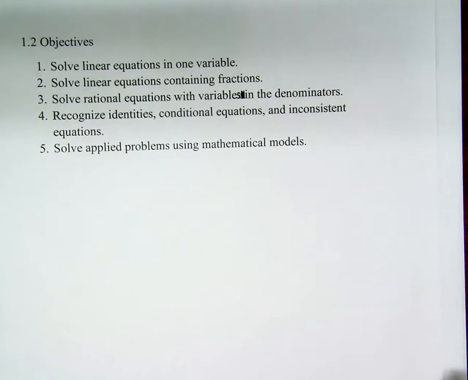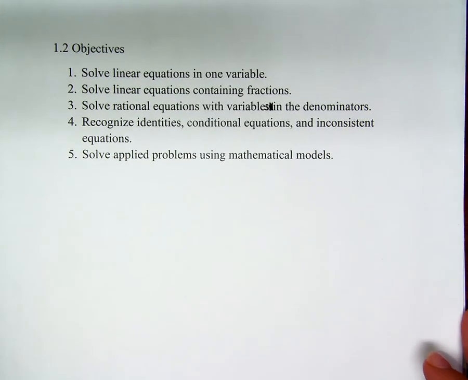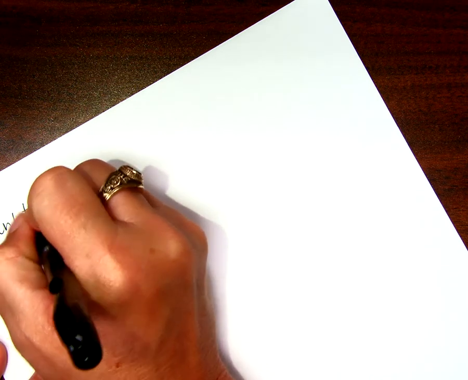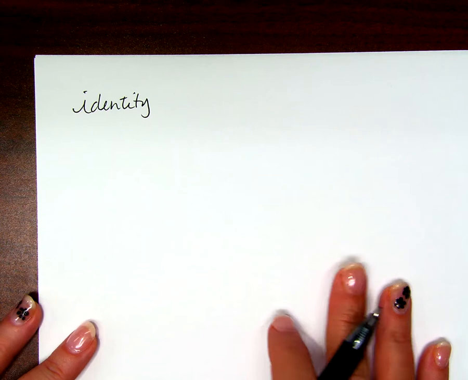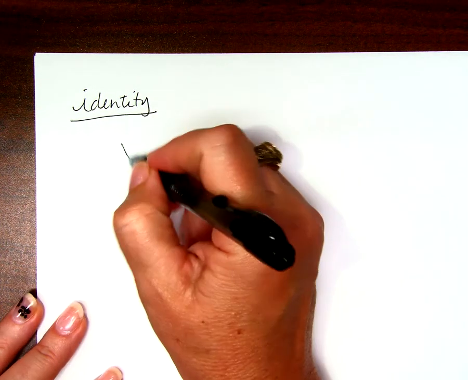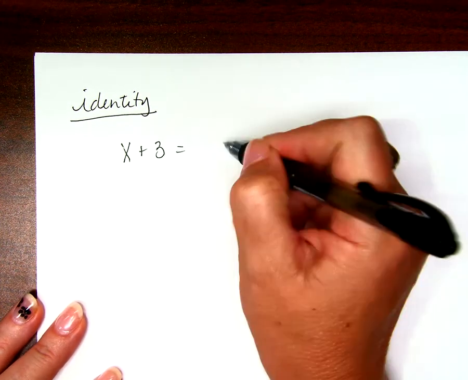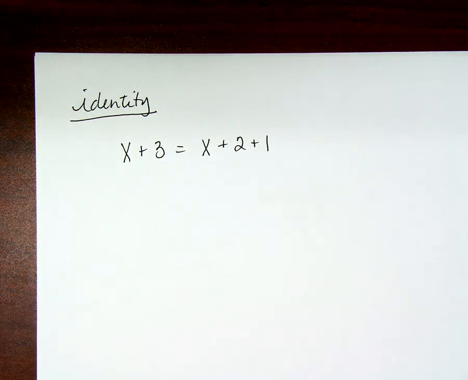We talked about this in Algebra 2, but definitely not with these words. Okay, so let me make sure you understand what they all mean. First of all, an identity. An identity is true for everything. For example, x plus 3 equals x plus 2 plus 1. What value for x can I put in here that will make this statement true?